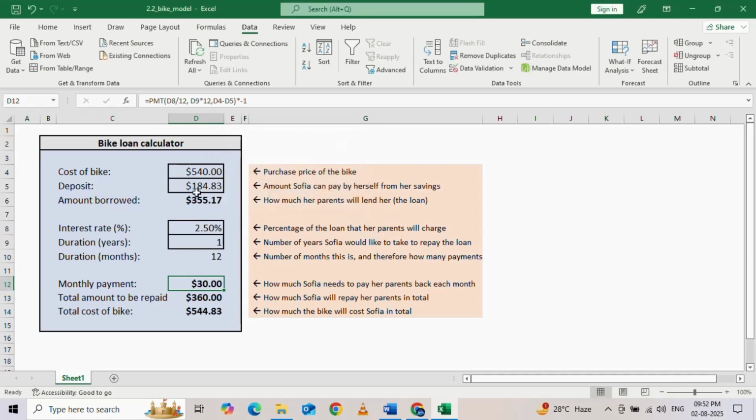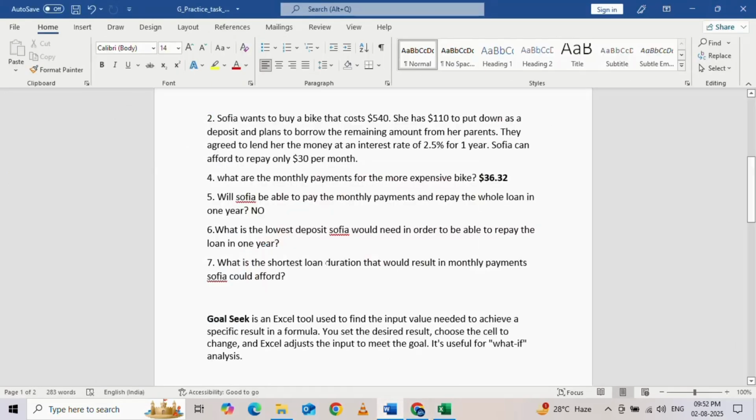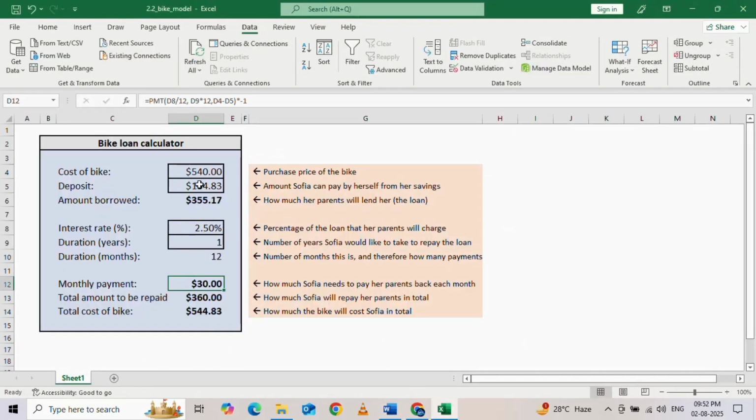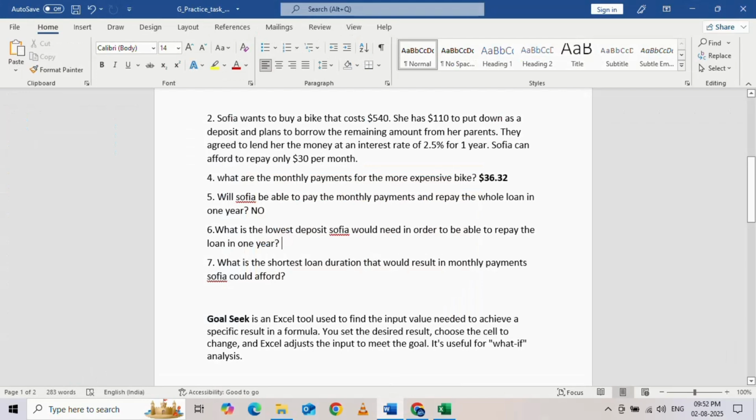Now we can see that it is changed from $110 to $184.83. That means in the 1 year duration with a monthly payment of $30, she needs to deposit $184.83. Then what is the minimum payment she needs to make? 184.83, let us select that without forgetting. Okay, Control C, copied that, and let us paste that here as the answer. What is the minimum amount she could deposit? $184.83 to pay in the duration of 1 year with the monthly payment of $30.